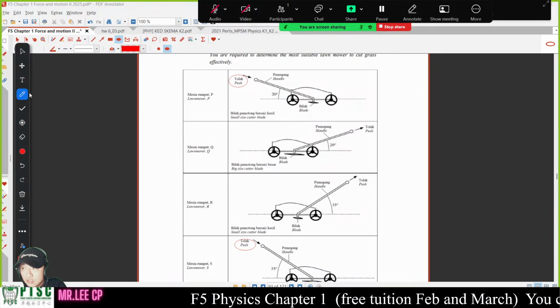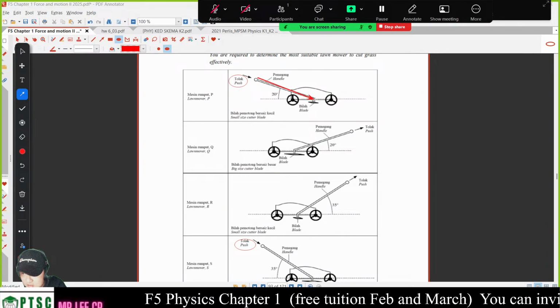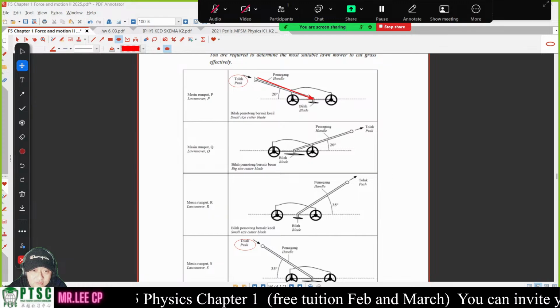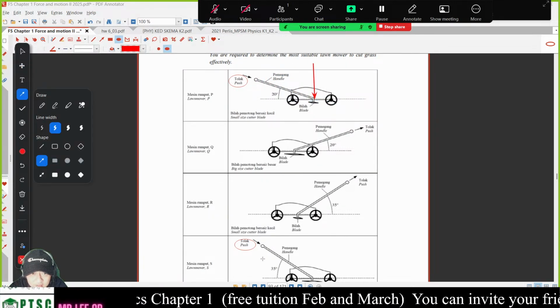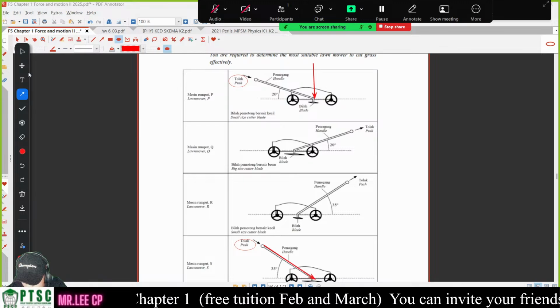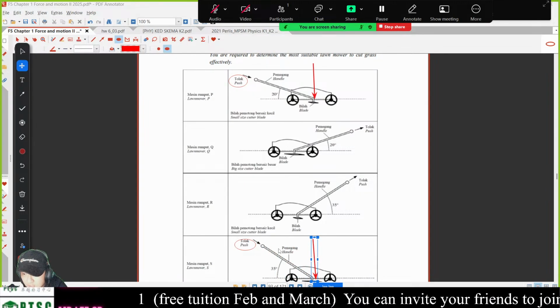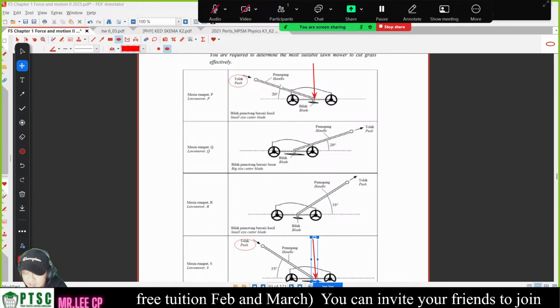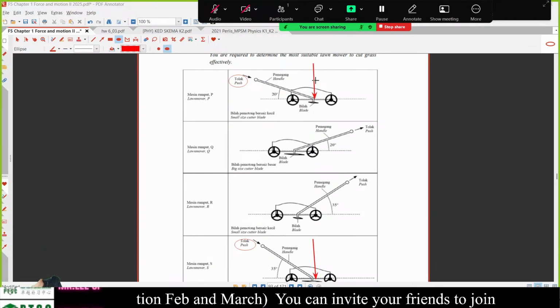So if the angle here is less, you can try the vertical force, right? You bring this one to here. See which one has more force. This one you bring to here. Okay, so let's say this is 100 Newton. So 100 sine 20.